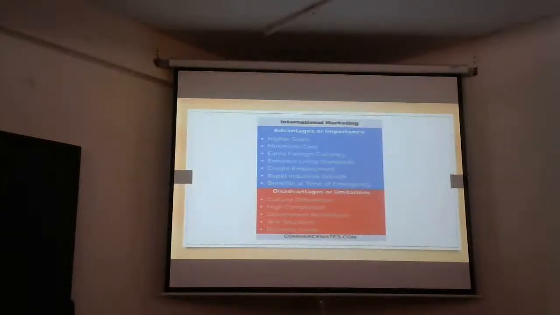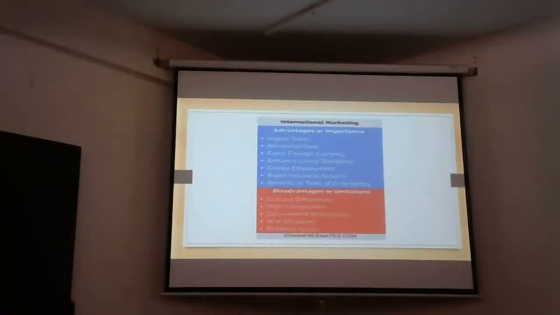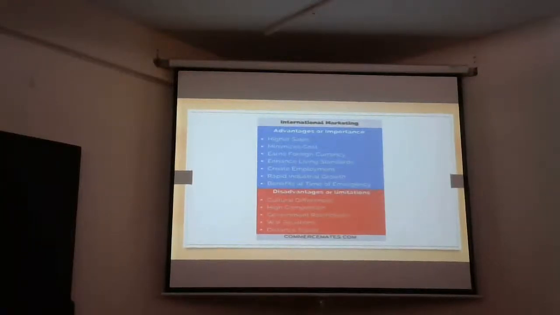Read this last slide. International marketing advantages are important: higher sales, minimizes cost, earns foreign currency, enhances living standards, creates employment, rapid industrialization, and benefits at the time of emergency. Last point: benefits at the time of emergency. Explain this point with a quick example.